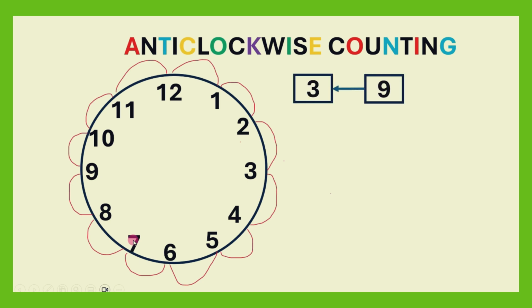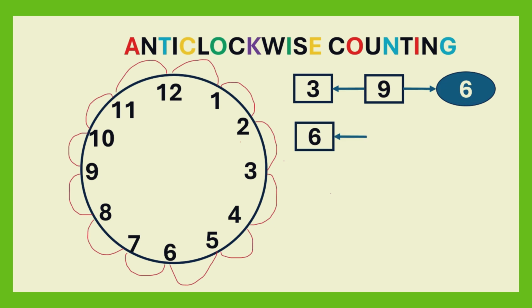Let's have this example. Count anti-clockwise 9 numbers from 3. So you come to 3 and you count anti-clockwise 9 times. We begin 1, 2, 3, 4, 5, 6, 7, 8, 9. So the answer to that is 6. The ninth number when you count anti-clockwise from 3 is 6.